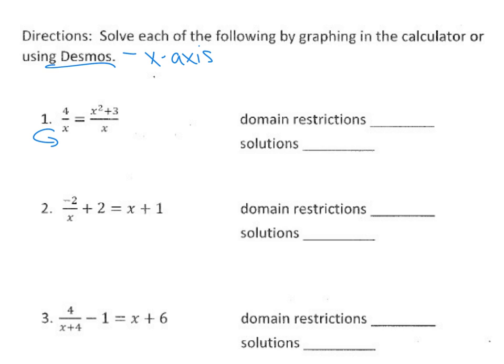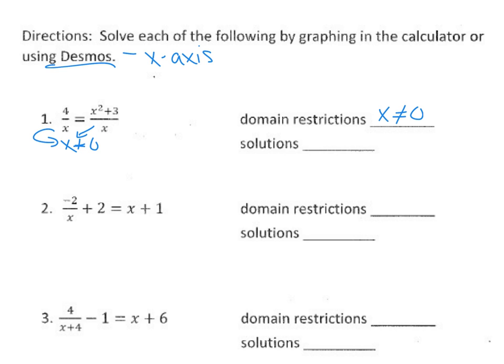So for instance, we take the bottom and we'd say x does not equal 0 because we take the factors in the bottom and set them not equal to 0. If it's the same, we don't need to write it twice. We just can say x does not equal 0 once. So there's our domain restriction for number 1. 4 over x equals x squared plus 3 over x. The most simple way we're going to do this is by looking at DESMOS.